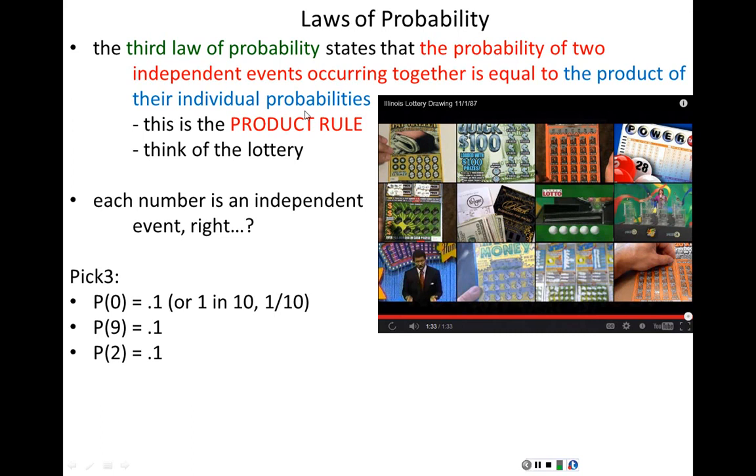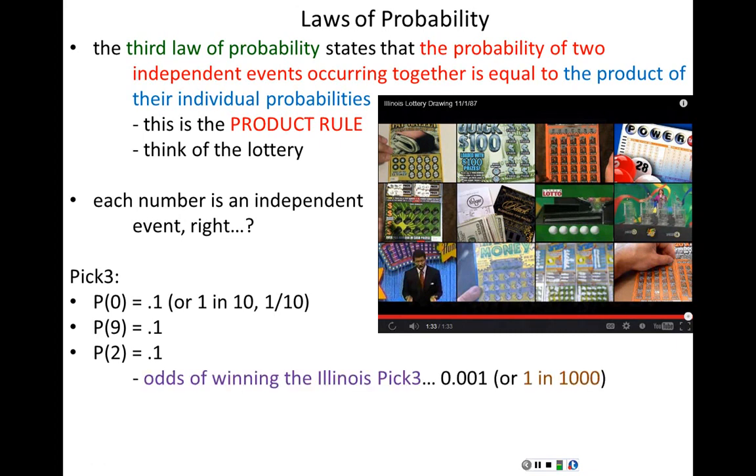And the third number to come up was a 2, and it had a probability of 1 in 10 as well. But these are independent events, and so the product rule says the probability of getting the 0, the 9, and the 2 together is the same as the product of their individual probabilities. So 0.1 times 0.1 times 0.1 is 0.001, or 1 in 1,000. So the probability of getting 092 in that Pick 3 lotto was 1 in 1,000.